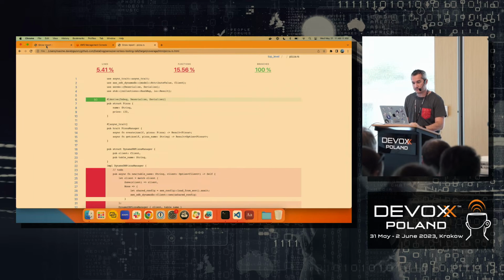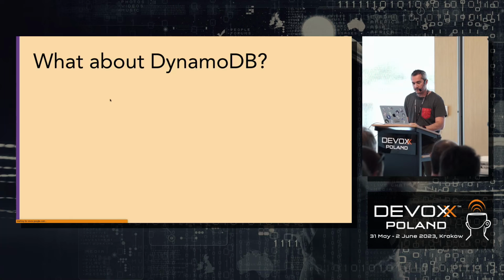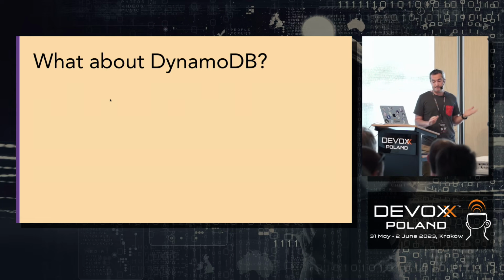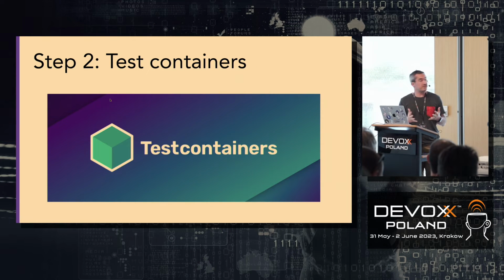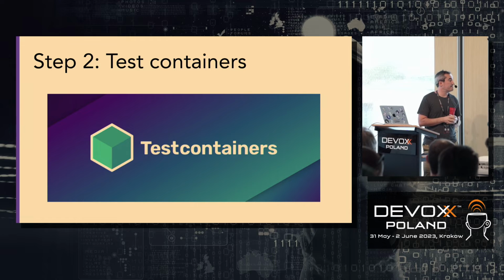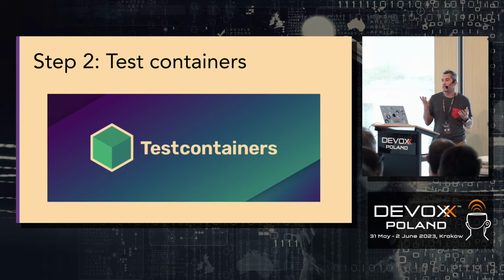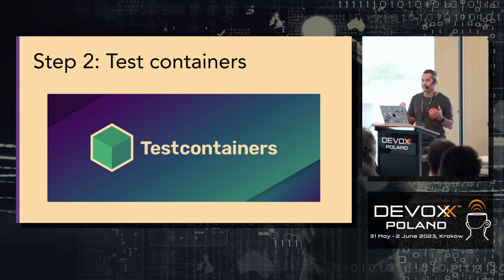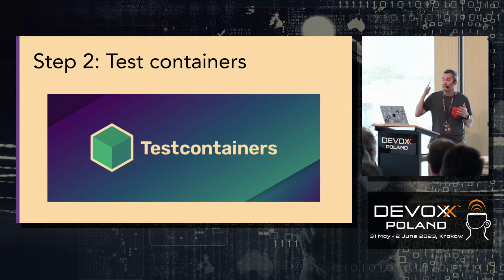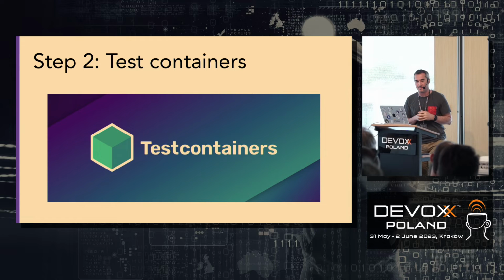So let's go back to the presentation. What about DynamoDB? We need to test that, and that's what test containers are for. Test containers are really useful to test managed services. Here we are going to spawn an actual DynamoDB locally because AWS is kind enough to provide a Docker image ready to use with a DynamoDB inside. Of course, it's not a real DynamoDB, but we will see that in a moment. But it will emulate a DynamoDB locally.